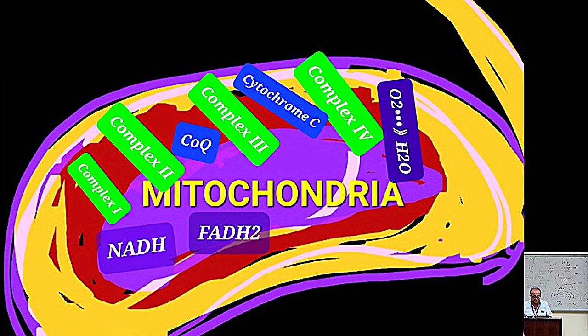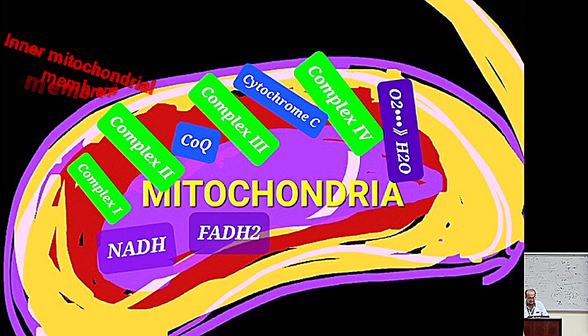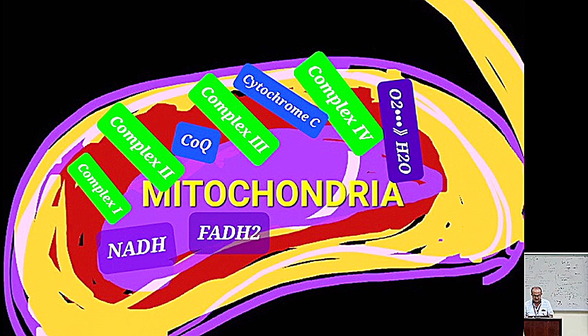green structures are stationary complexes, okay, within the inner mitochondrial membrane, shown as the red structure. These complexes are made up of many components, but primarily protein components and enzyme, at least one enzyme. So these are fixed, in a fixed position in the membrane.